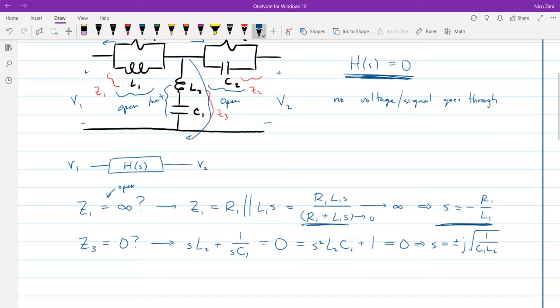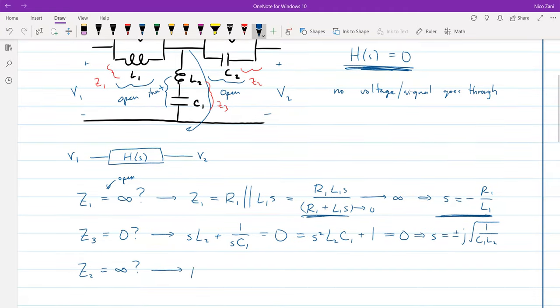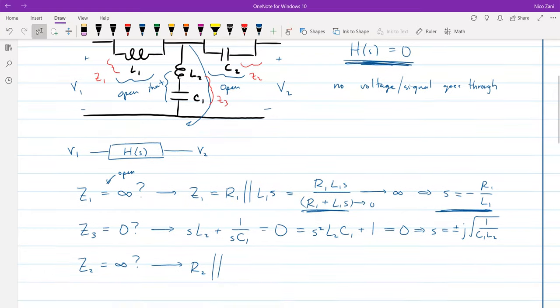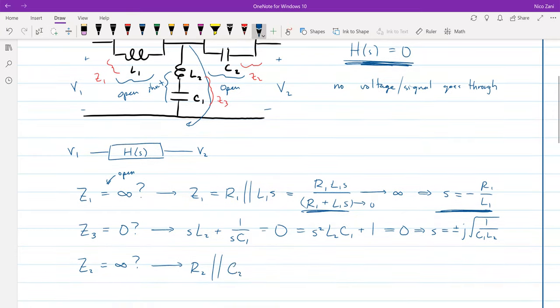So that means that the signal does not transfer through. And lastly, where is Z2 infinite? Well, like before, we're going to have R2 in parallel with, let's see, is that R2? Yes, it is. In parallel with C2, sorry, 1 over S C2.